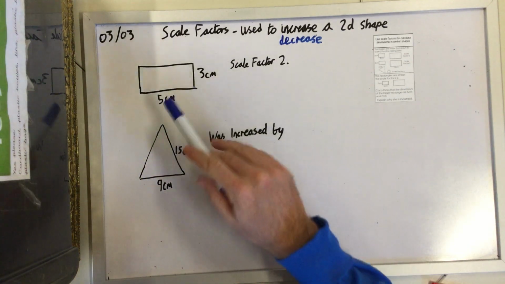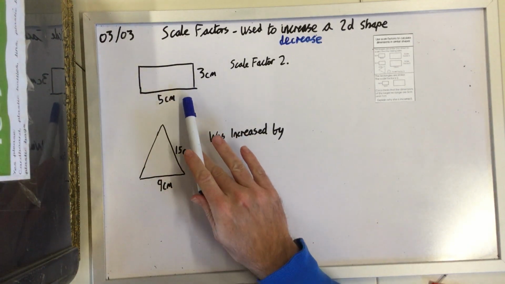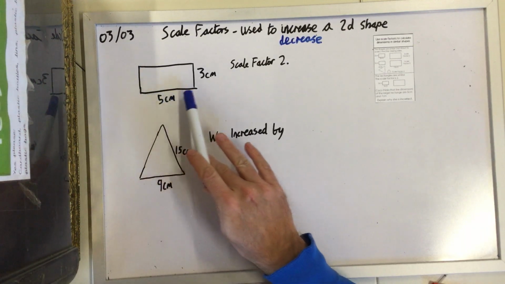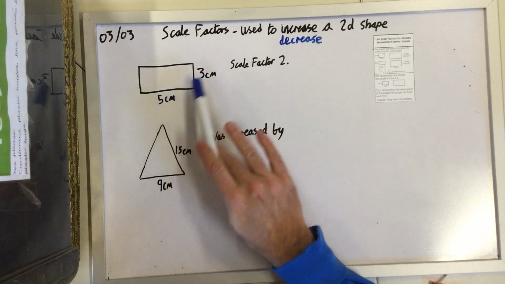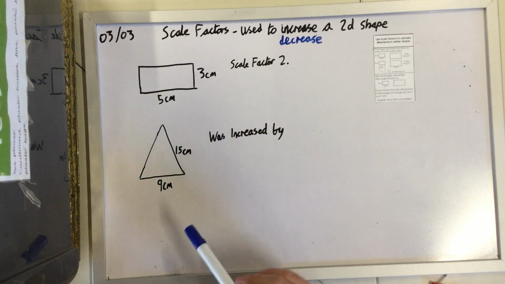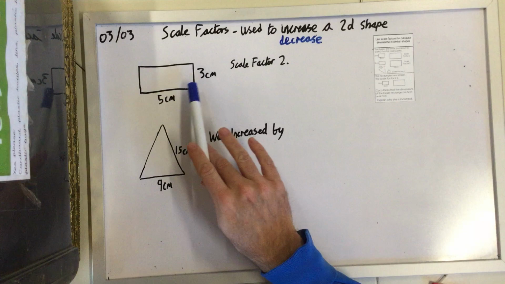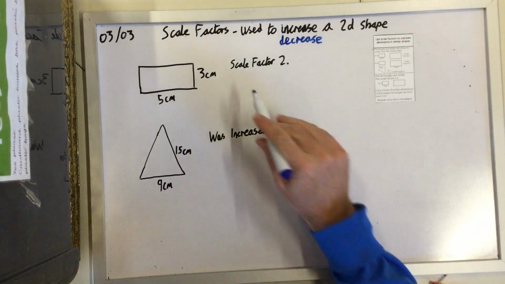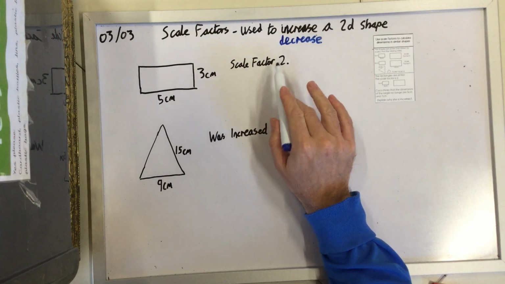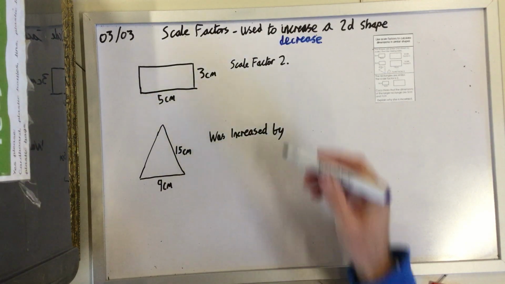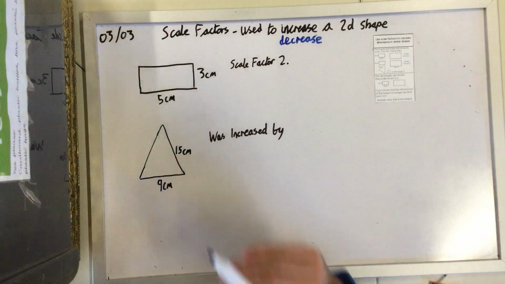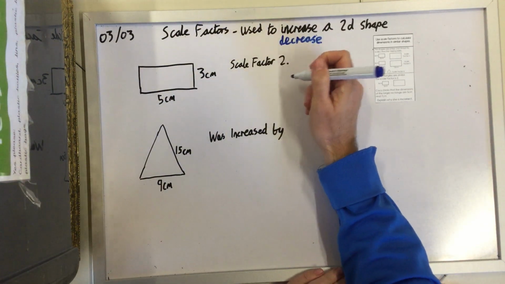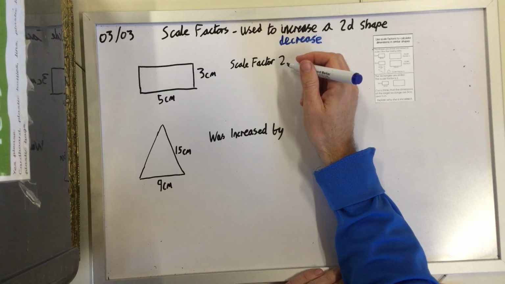So your task today starts off very similar to this one. You've got a rectangle there, and you've been given two side measurements. What we want to do is increase it by a scale factor of 2, which means it is 2 times the size of this one. That's a very nice calculation to make.